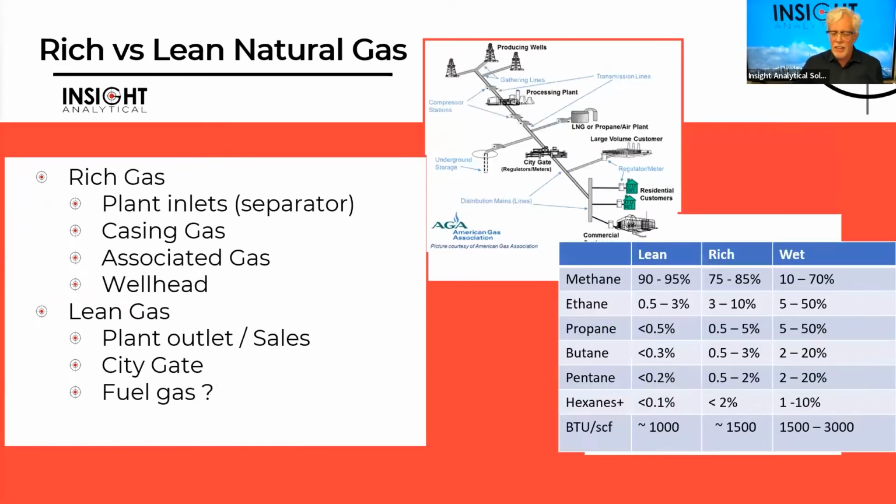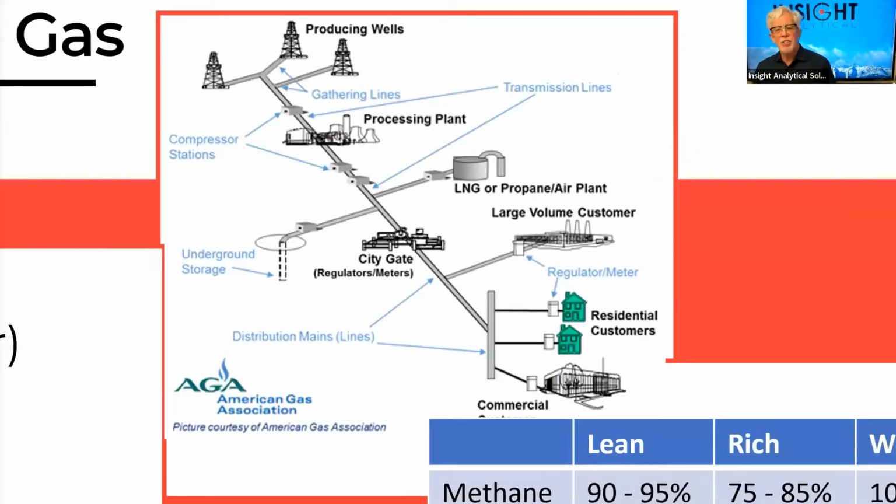So I want to talk a bit about lean versus rich natural gas. When we look at the processing that goes on, if we go right from producing wells, gathering lines into some kind of gas processing plant, so there'll be compressor stations along the way, there's a change in the gas quality that's happening all the way through here. The closer we get to the wellheads, typically, the gas is richer because the heavier hydrocarbons haven't been taken out of it.